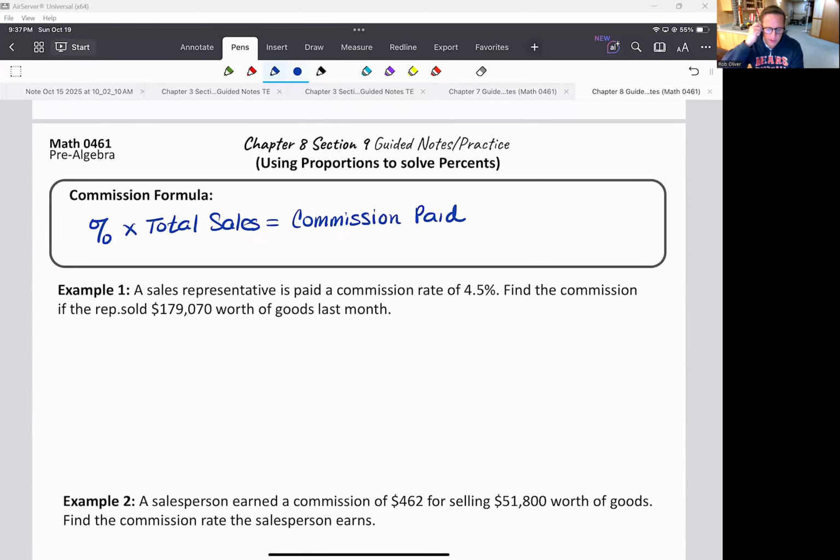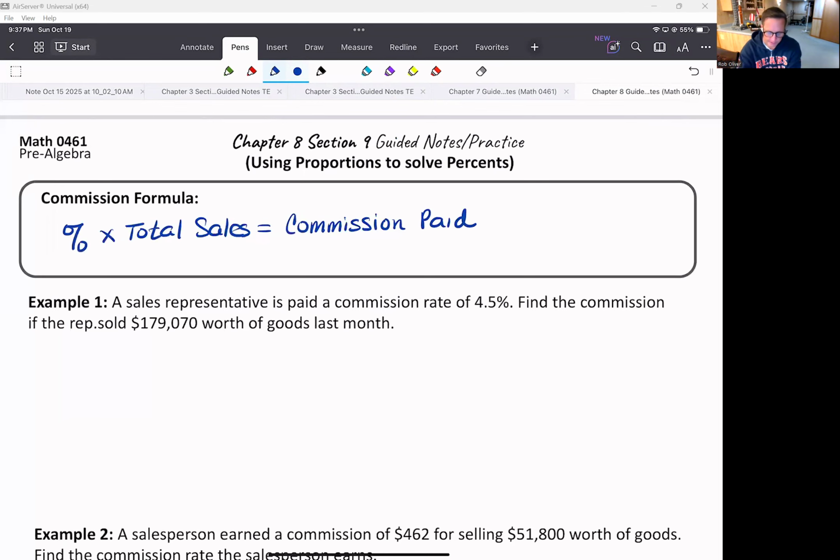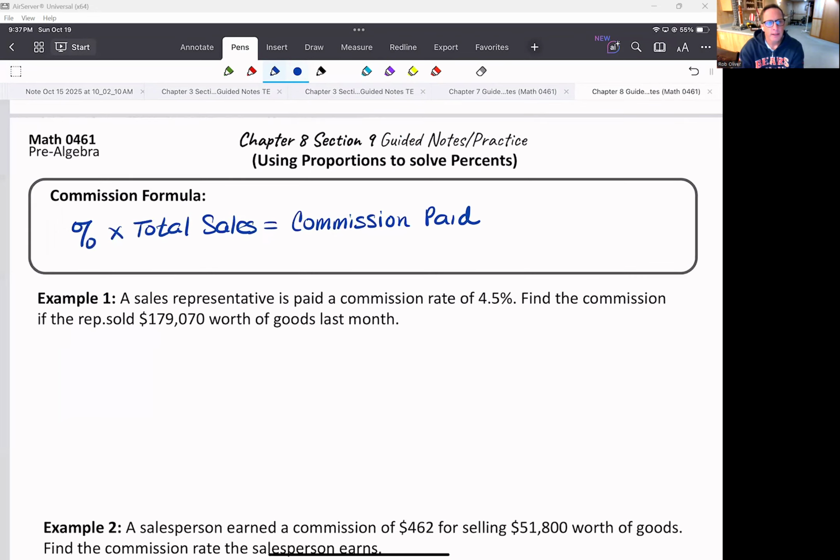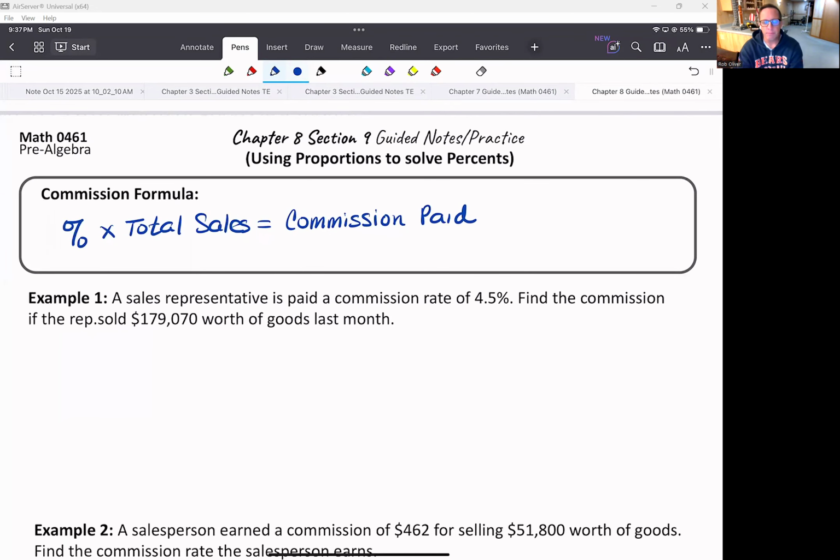Okay, let's get started here on our last section of chapter 8, which is chapter 8, section 9. All right, so we're going to talk about commission.